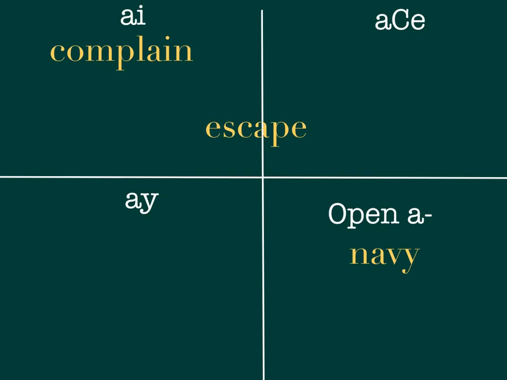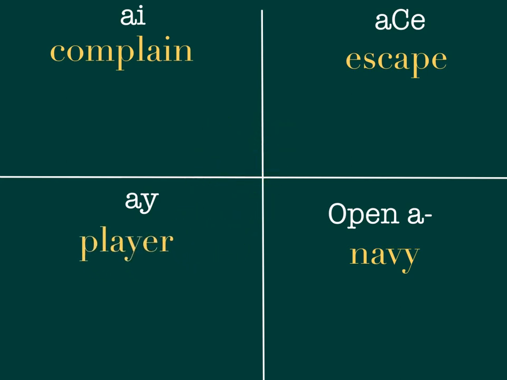Read this word with me, escape. Where do you hear the long A sound? What long A spelling is it? A with the silent E. So we're going to put it in our A consonant silent E category. The word player has the AY spelling. So we're going to put it in our AY category.